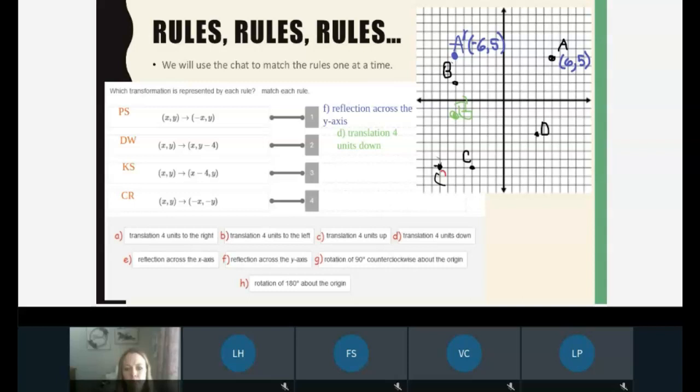Just reflecting across the y-axis, and you can see that because this is the y-axis right here, and as you can see, it just gets flipped over it. Very nice. Good. Excellent explanation. Very nice. Do you guys see that? Does that make sense for point A? How it's just reflected across the y-axis. That's what Preston chose. Good, good.